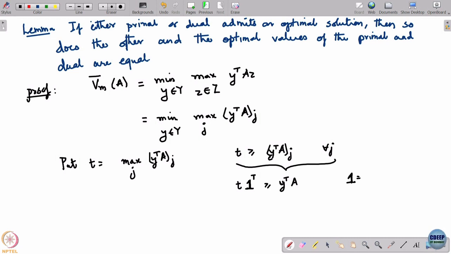So what is this vector of 1s here? It is a column vector with every component as 1. So t times 1 transpose is a row vector with t in all its components, and that is greater than or equal to every component of another row vector, y transpose A, for a fixed y. I have to put t equal to the max over j of y transpose A j, and I encode this as this relation. This implies that t is greater than or equal to this, and that is encoded in this form. All of this is being done for a fixed y.